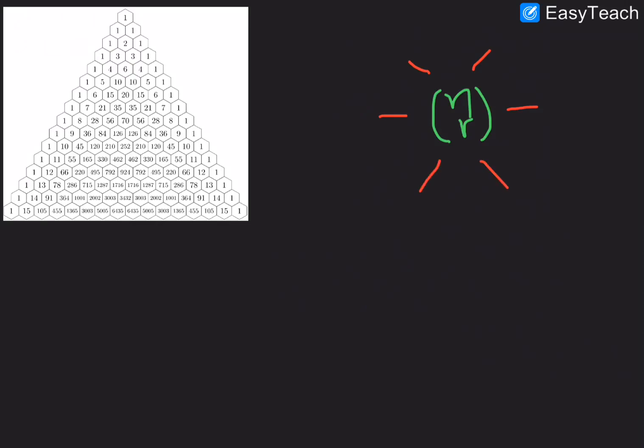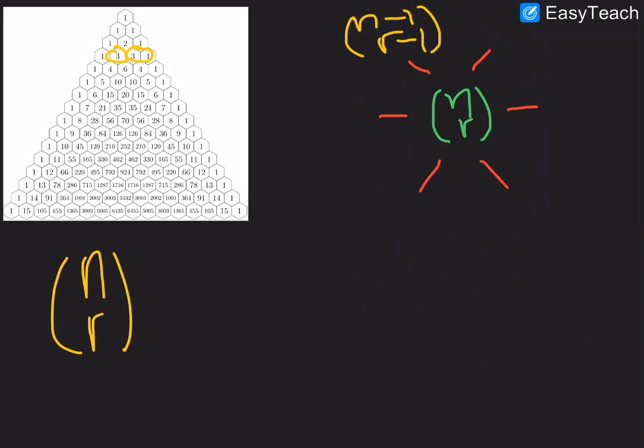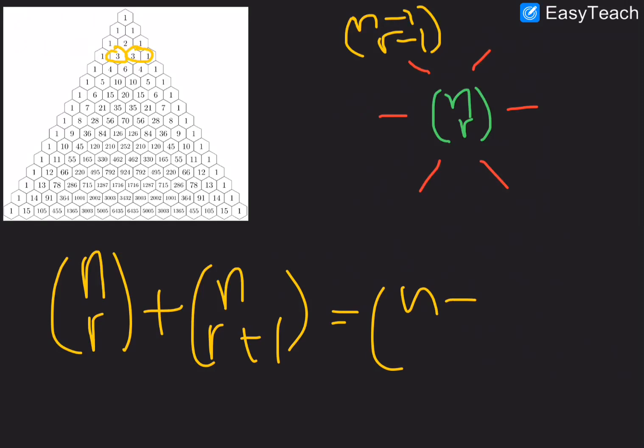So on the top here, we have n minus 1 choose r minus 1. Right? Because remember, the sum of these two, n choose r plus n choose r plus 1, is actually equal to n plus 1 choose r plus 1. So that's going to be r minus 1. And then this one here is going to be n minus 1 choose r.